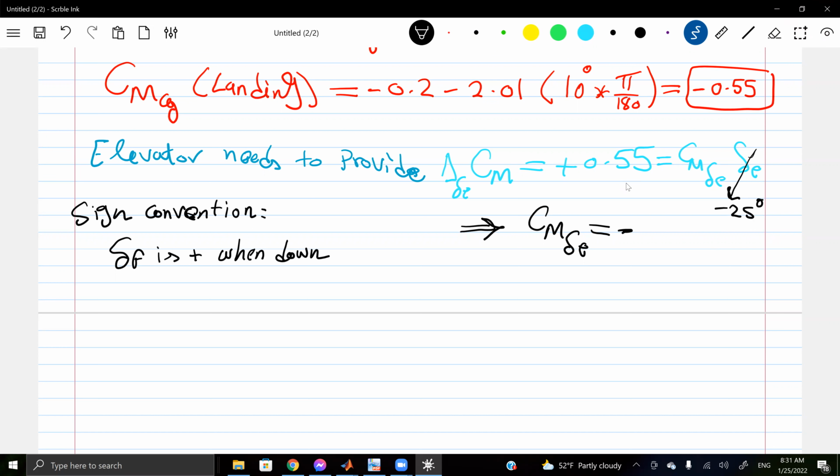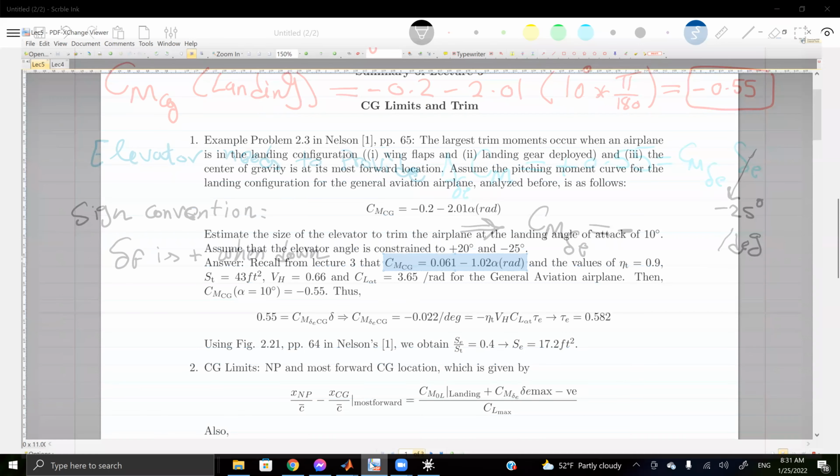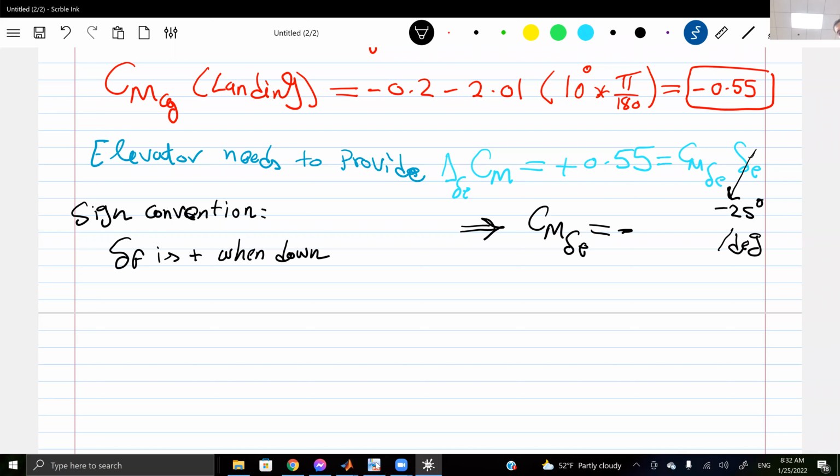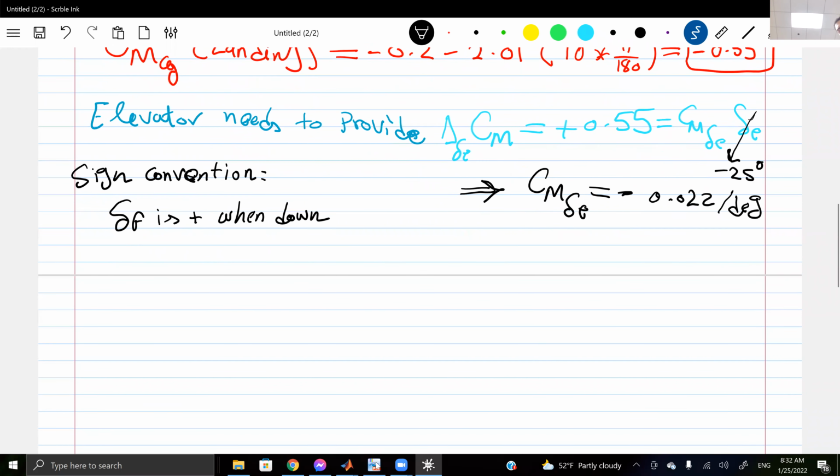Is it 1 over radians, or 1 over degrees? If I have 25 degrees, it will be per degree, right? Okay, so let's see how much that is. This is 0.022. This is how powerful my elevator should be.